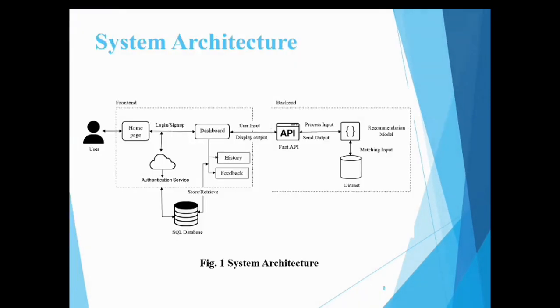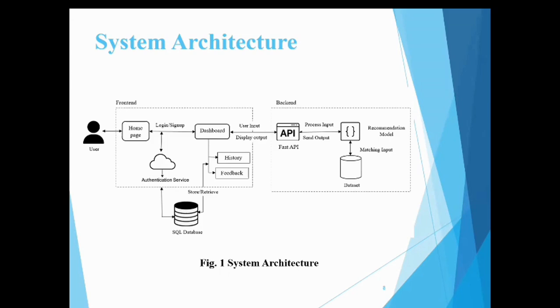System architecture. The diagram represents the architecture of the drug recommendation system, showing how different components work together to deliver medicine suggestions based on the user input. The system is divided into two main parts, front end and back end. On the front end, the user starts with the home page where they can log in or sign up. The authentication service verifies the user's identity using the stored credentials in the SQL database, which manages the user data like login information.